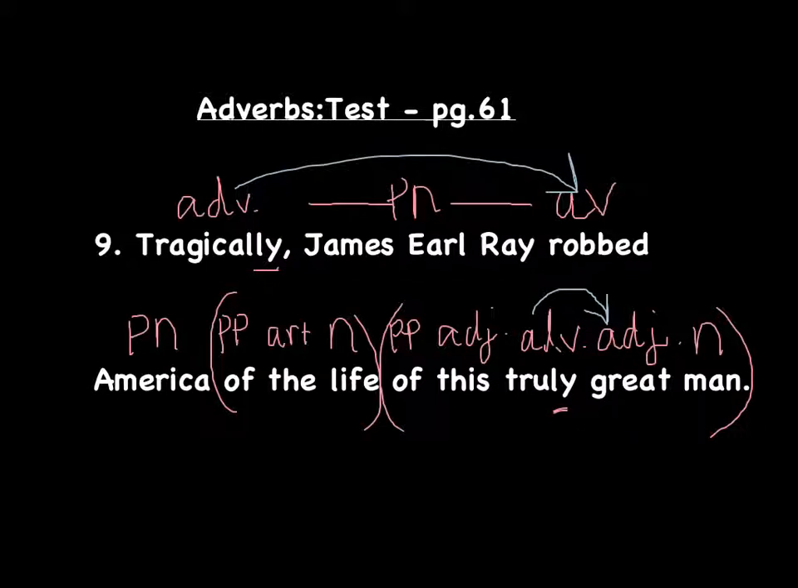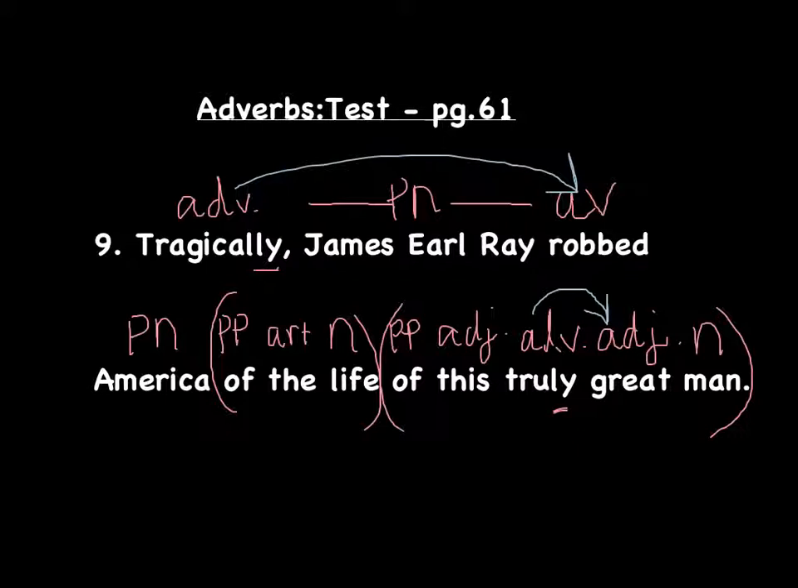I could say James Earl Ray tragically robbed America of the life of this truly great man. I could also say James Earl Ray robbed America of the life of this truly great man tragically. So that's a movable adverb modifying the verb robbed. Now I'm looking here and I remember that prepositional phrases are also modifiers.